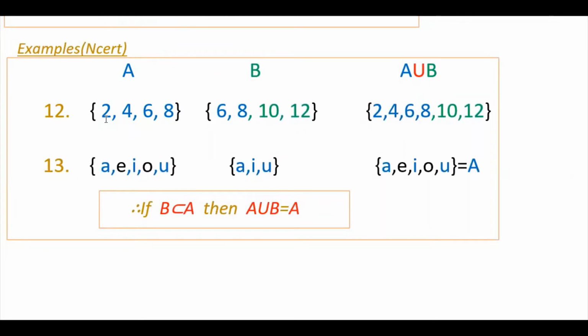Here set A contains the elements 2, 4, 6, 8 and B consists of 6, 8, 10, 12. And here, A union B.